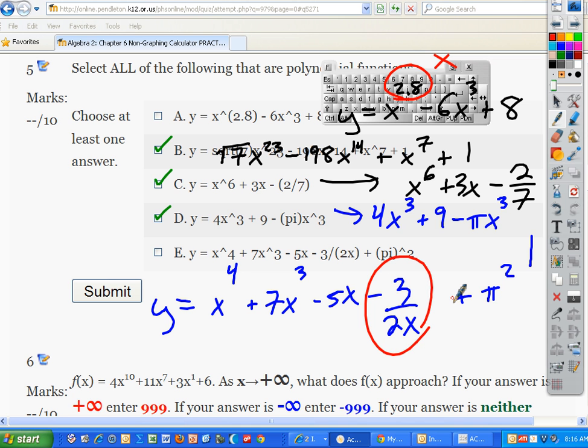Yeah, what's the power of x there if it's on the bottom? It's negative, isn't it? That's the same thing as saying negative 3 halves x to the minus 1 if the x is on the bottom. I can't have an x on the bottom. So that one, no good. Okay. Only those three would have been polynomials. The other two failed. Okay, questions on that? Does that make sense? Okay.